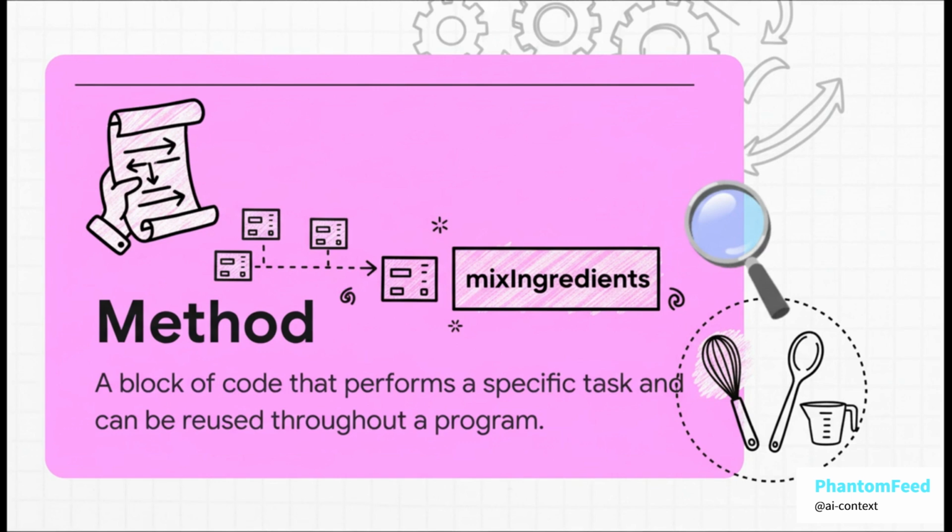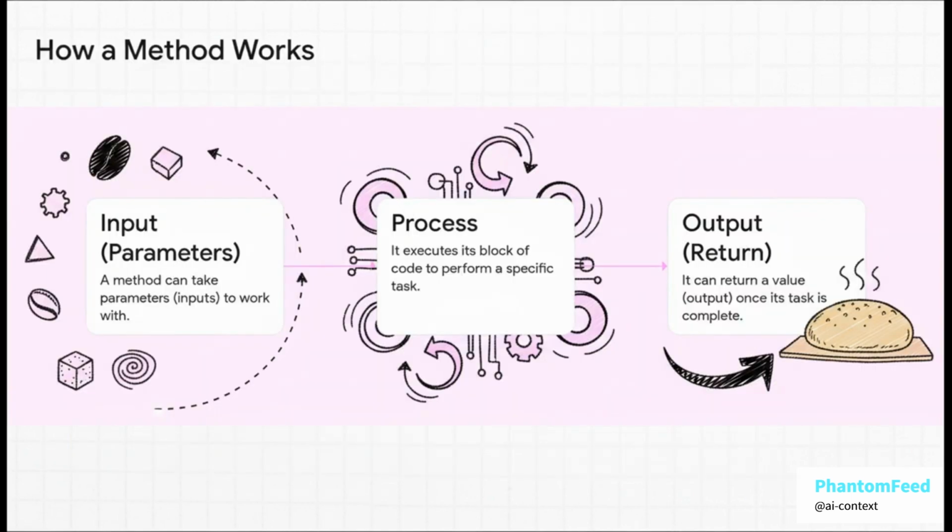Maybe you create a method called mix ingredients. Now, instead of writing out all the steps for mixing every single time, you just call the method by its name. It makes your code way cleaner and so much more efficient. And it all boils down to this three-step flow. First, you can give the method some ingredients to work with. We call those parameters. Second, the method follows its own little recipe inside to process those ingredients. And third, it can hand you something back, like a perfectly mixed bowl of dough. That result it gives back, we call that the return value.